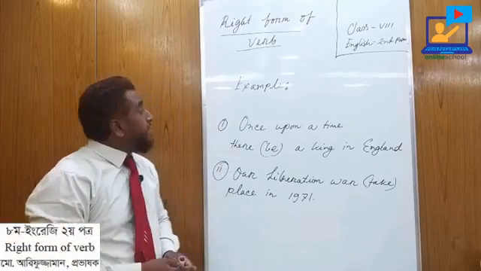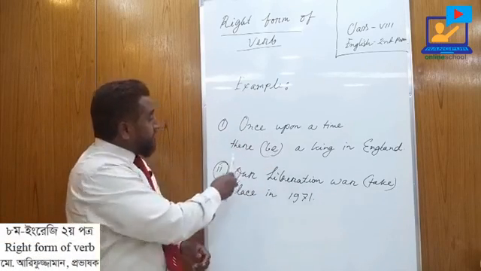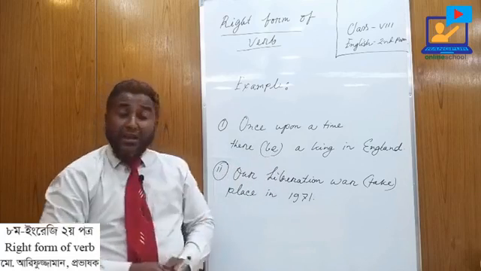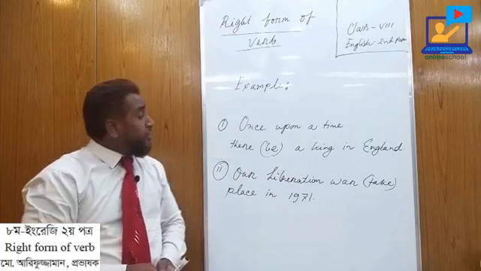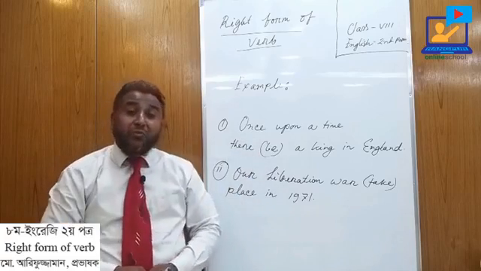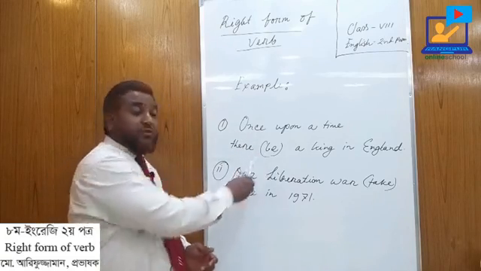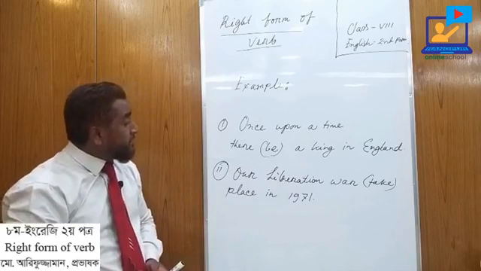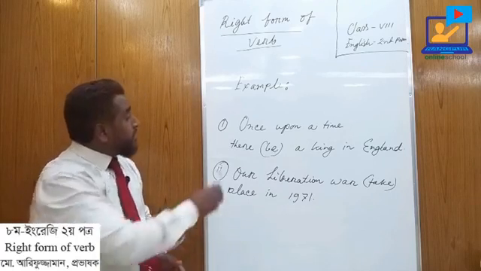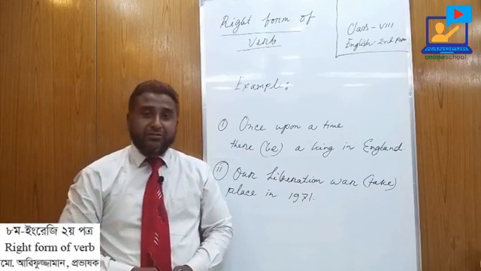Just we can give some examples. Once upon a time there be a king in England. Dear learners, you have already understood the sentence. In the sentence, there is the mention of once. So, you must use the verb as past form. That means, once upon a time, there was a king in England.